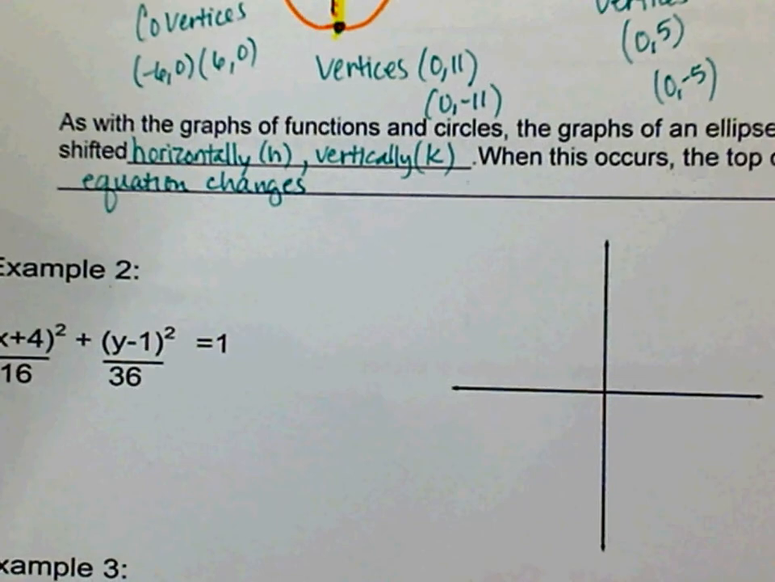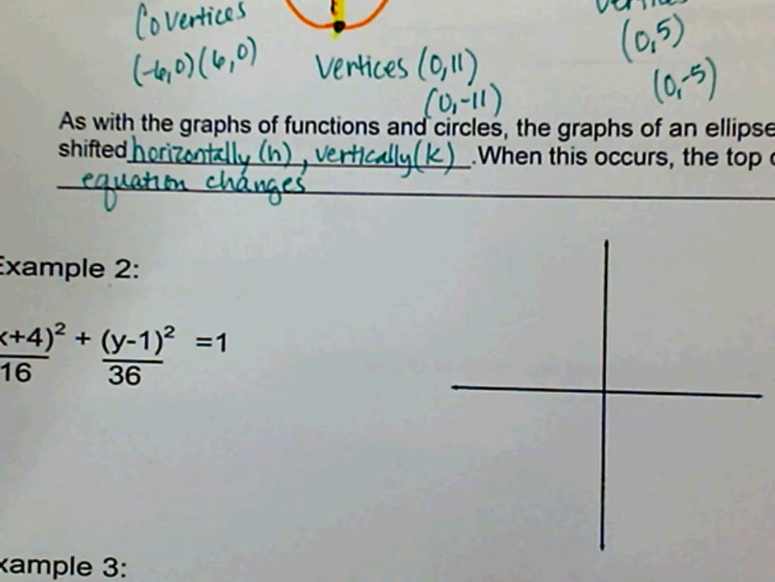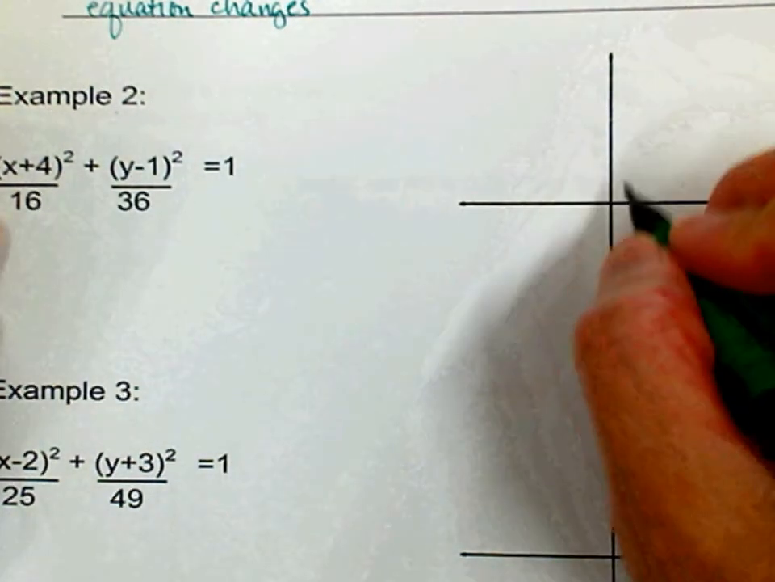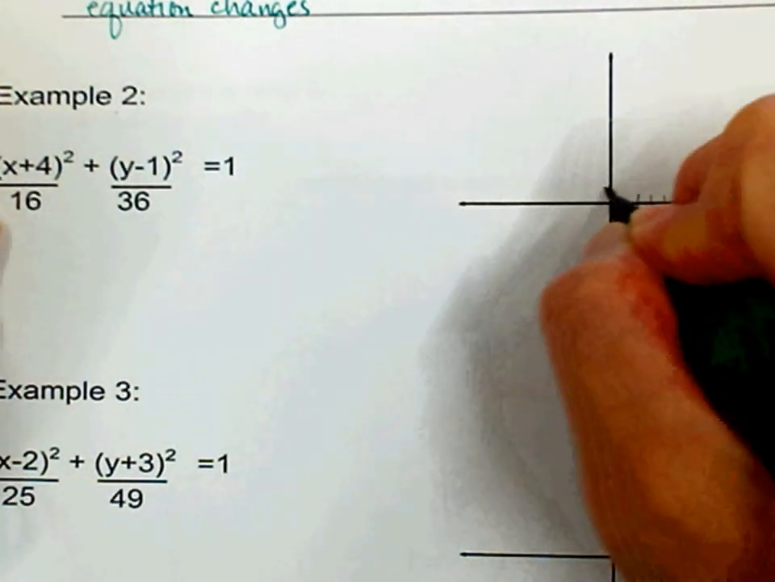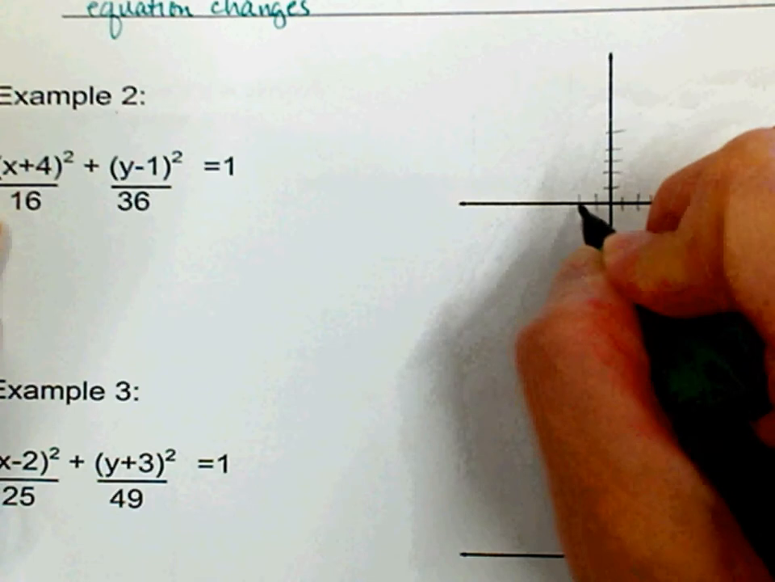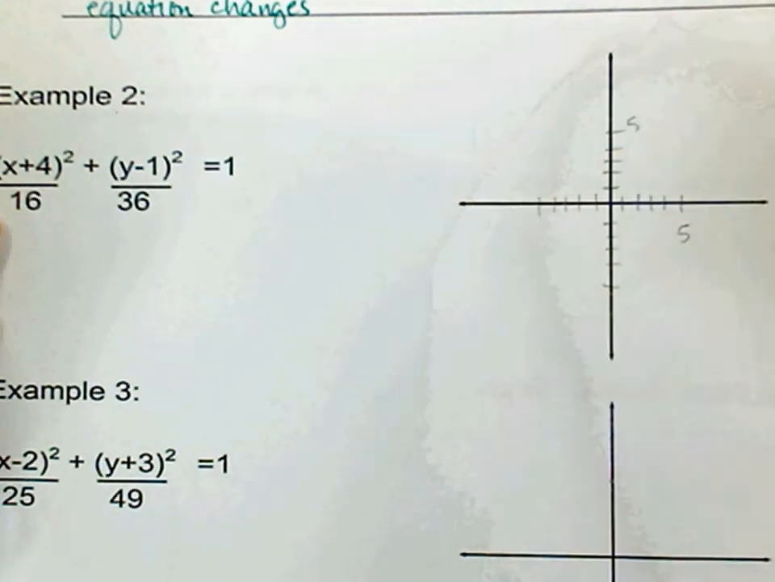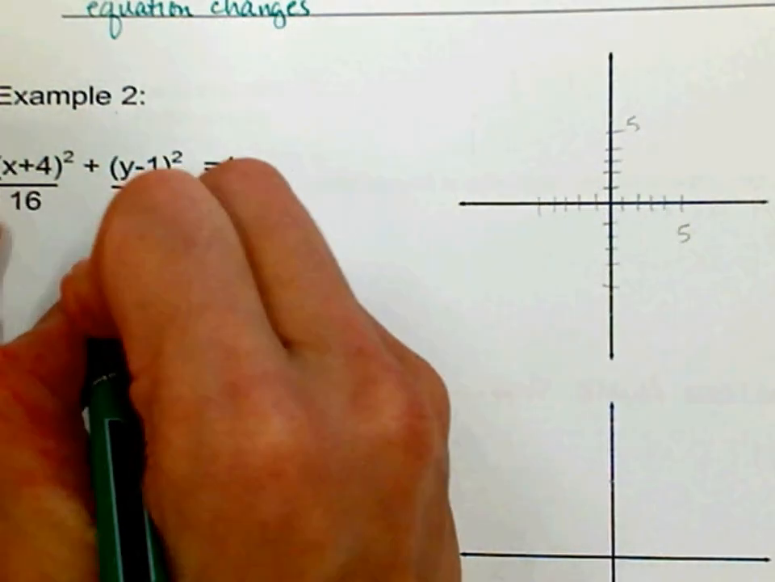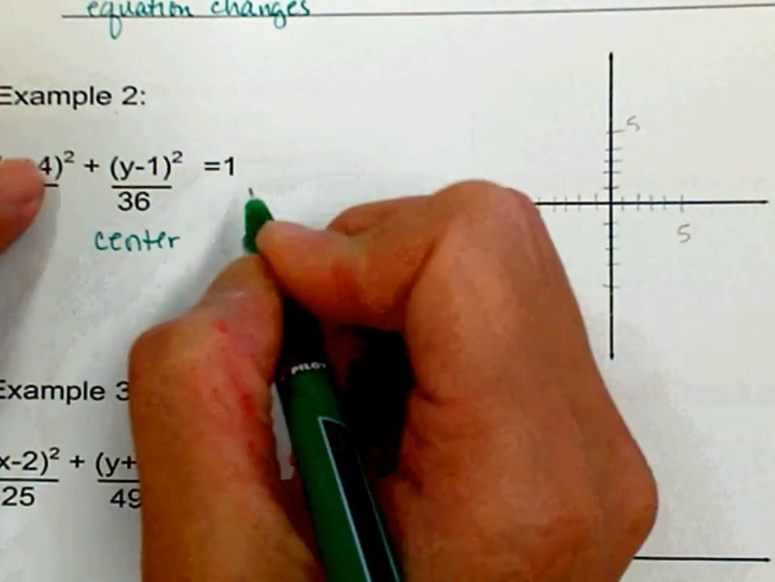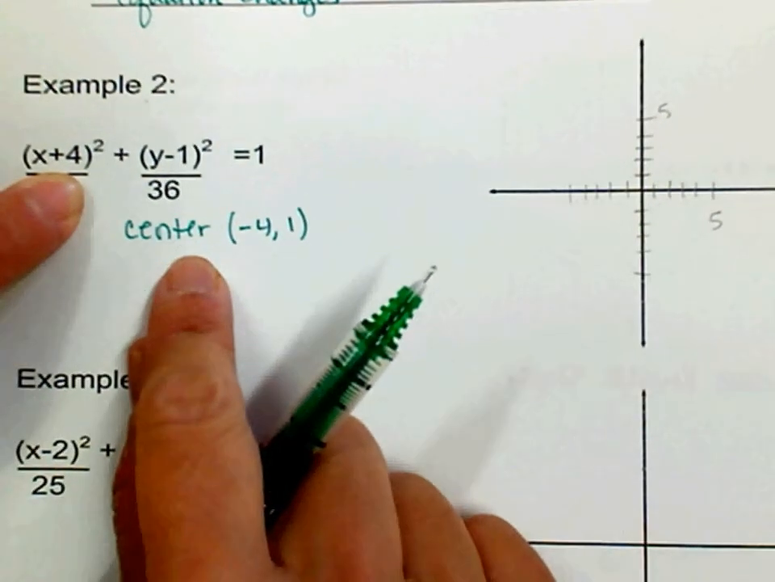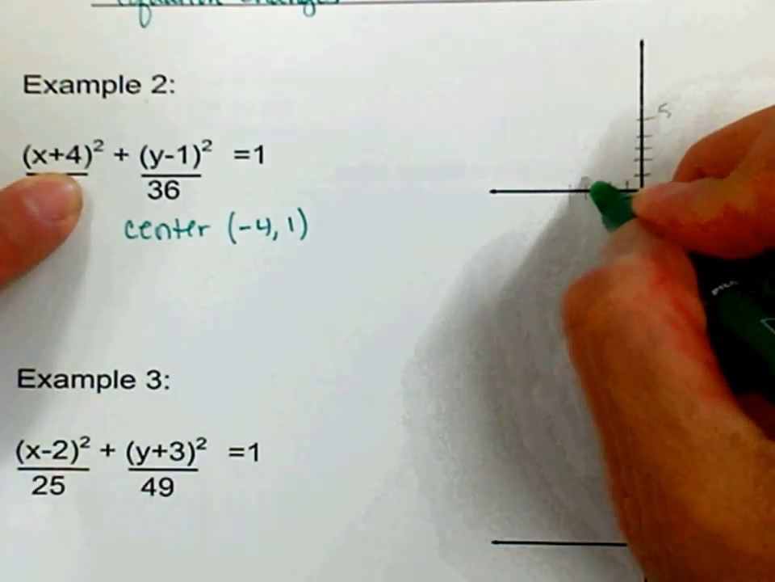All right, so for example, here we go, example 2. Let me go ahead and label this. 1, 2, 3, 4, 5. Okay. All right. So find your center. What's your center? Negative 4, 1. Just like a circle, remember it's opposite. So negative 4, positive 1.